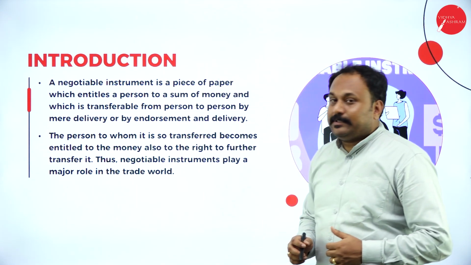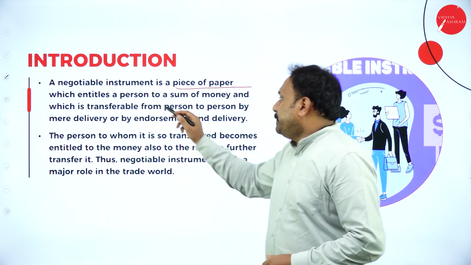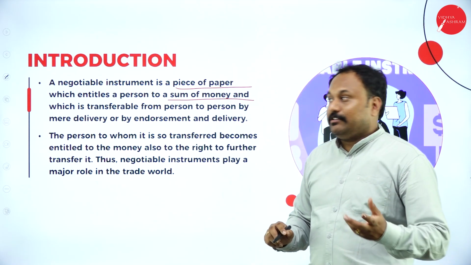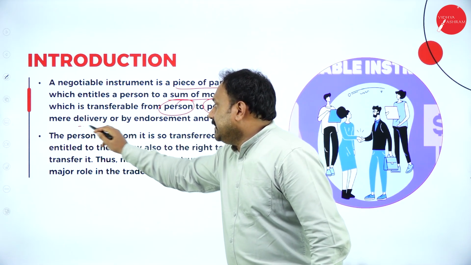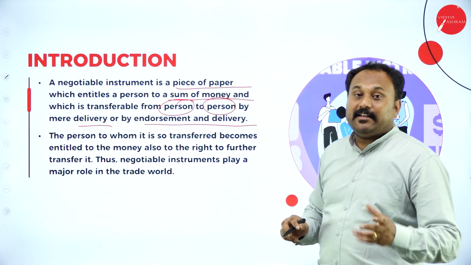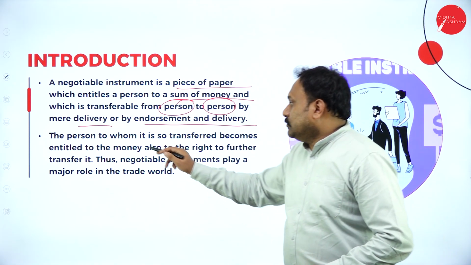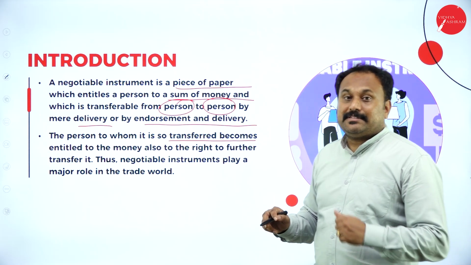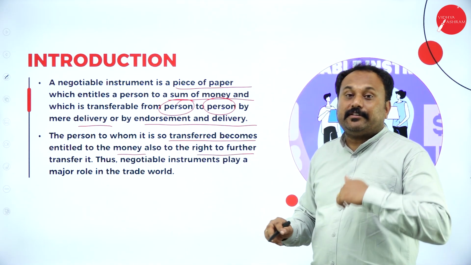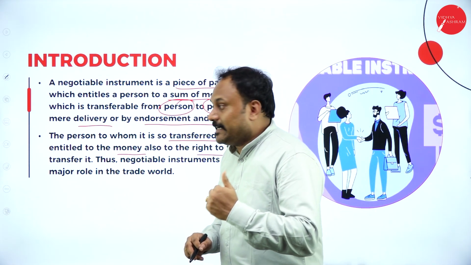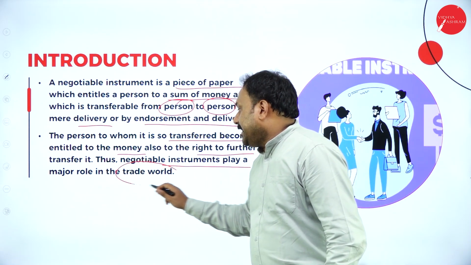So a negotiable instrument is a piece of paper which entitles a person to a sum of money and which is transferable from person to person by mere delivery or by endorsement and delivery, both. It can go with endorsement as well as delivery. So the person to whom it is so transferred becomes entitled to the money, also to the right of further transfer. They have the right to transfer it. Thus, negotiable instrument plays a major role in the trade world.